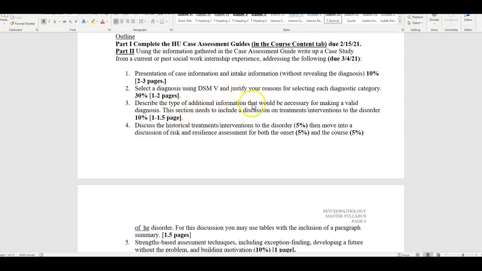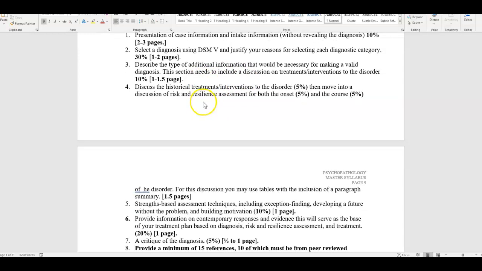Describe the type of additional information that will be necessary for making a valid diagnosis. That is any additional information from your case study guide that is not specifically listed here in the DSM-5, but this may be social situations or events, observations perhaps, that will find its way here, okay? You can also elaborate here on your mental status exam to help support, or other outliers or other types of information ascertained to back up your diagnosis.